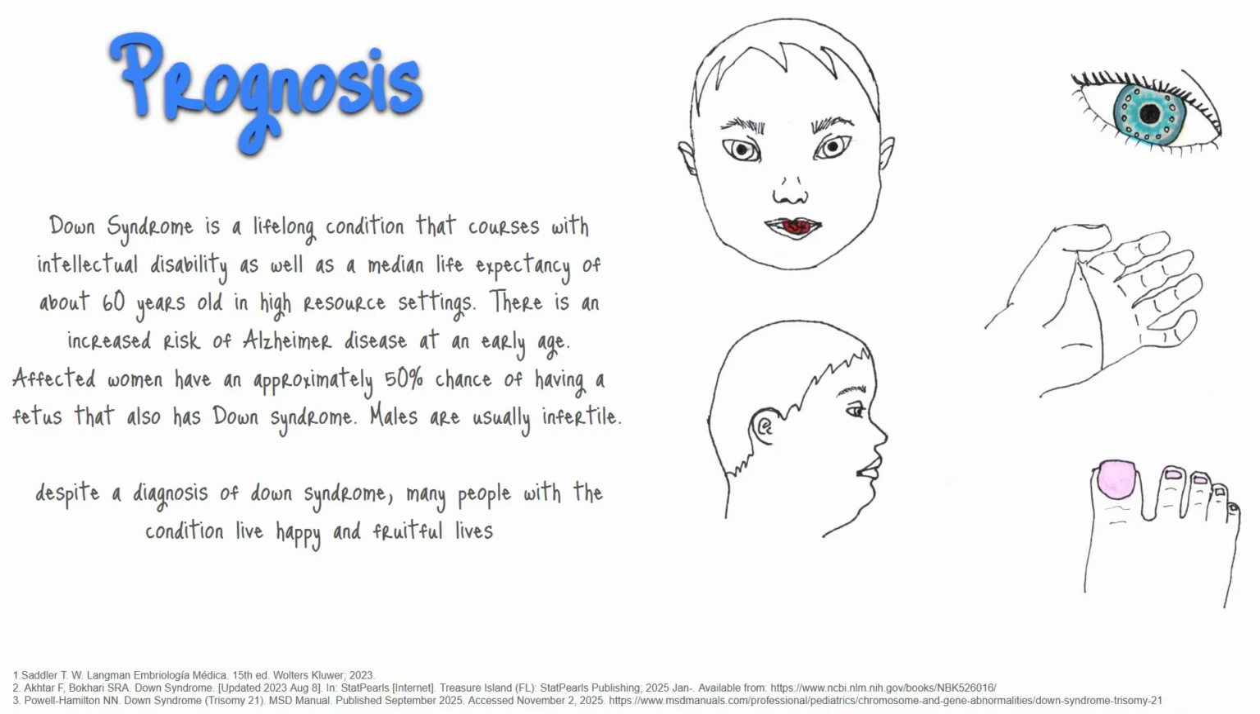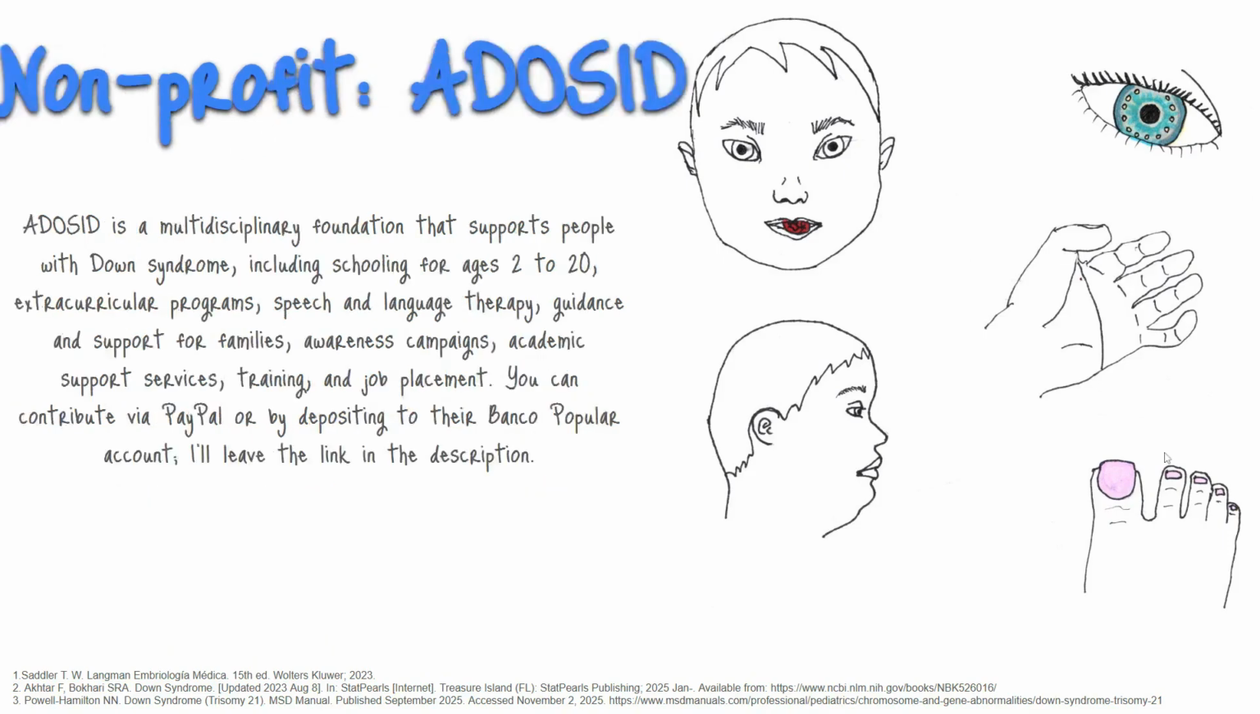So, I want to talk about this nonprofit, ADOCET. ADOCET is a nonprofit from the Dominican Republic. It's a multidisciplinary foundation that supports people with Down syndrome, including schooling for ages 2 to 20, extracurricular programs, speech and language therapy guidance, and support for families, awareness campaigns, academic support services, training, and job placement.